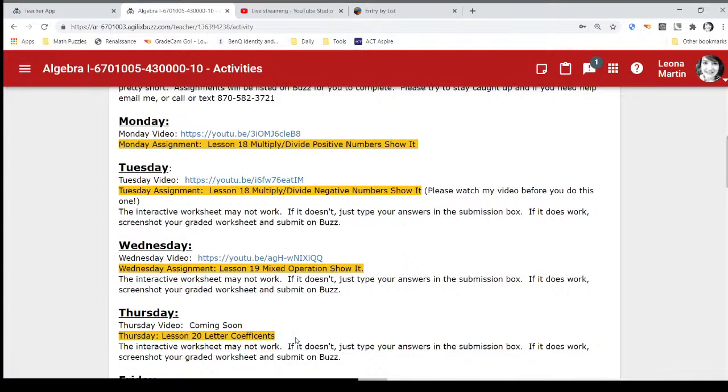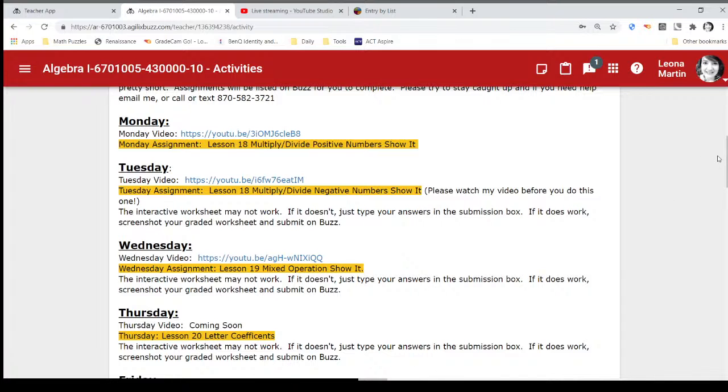So today we're working on lesson 20, letter coefficients, okay? Now, I want to tell you, the lesson that we're going to do today looks really difficult when you first look at it, but it's real simple, okay? So don't let it freak you out and just let me teach it, all right? Just stay calm and let me teach.